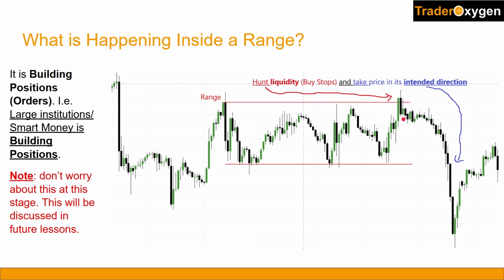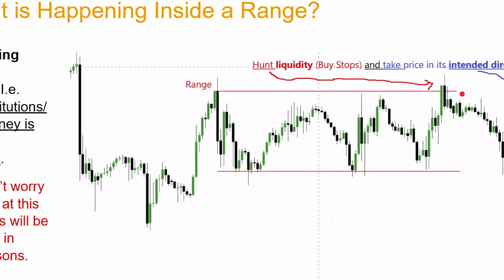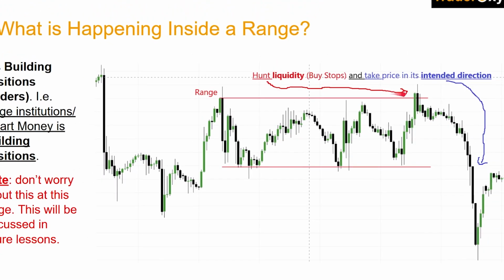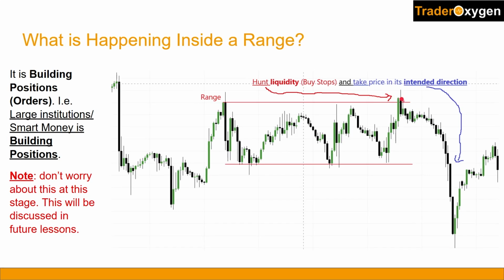For example, if the banks and large organizations want to move the price down, that means they have to sell. But in order for them to sell, they need the opposite party. That means they need someone to buy. So in the previous slide, we said you have buy stops here. What large institutions do is sell in large quantities into those buy stops. It's known as a liquidity hunt. So the smart money grabs liquidity. That means they sell into those buy stops in large quantities, and then they take the price in their intended direction. Once again, don't worry.